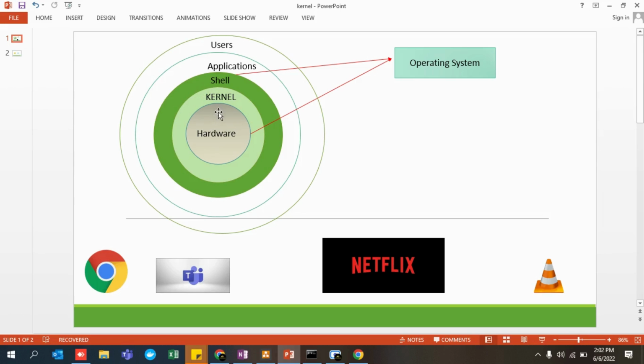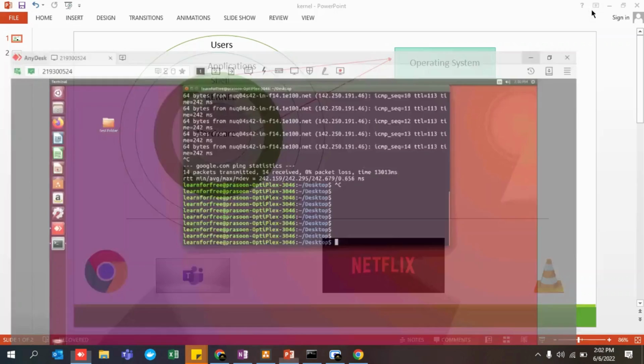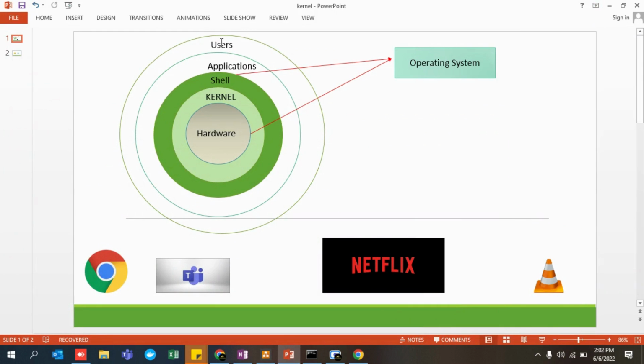And then the kernel will revert to the shell, and whatever the outcome is will be displayed over there, right? And then the user will get to know that yes, something happened, like in my case. This is what the user gets to know, that if I simply run this particular command like ping google.com, a number of things you will be getting in the form of response, right? So this is what the basic idea is all about, that if users want to interact with the application, they need to interact with the operating system, right?